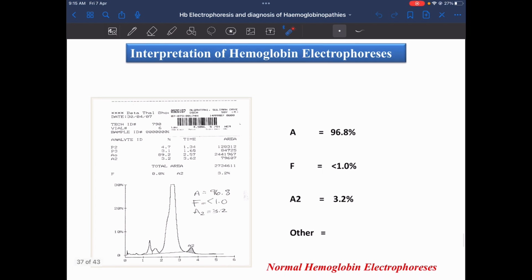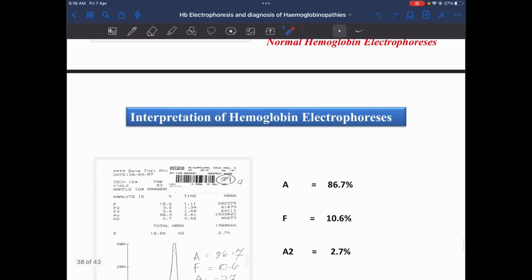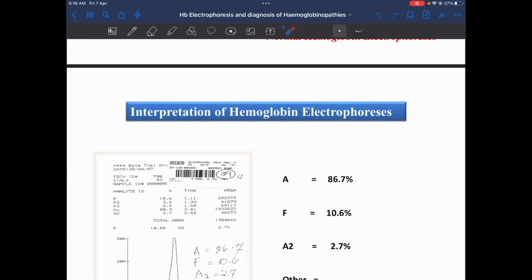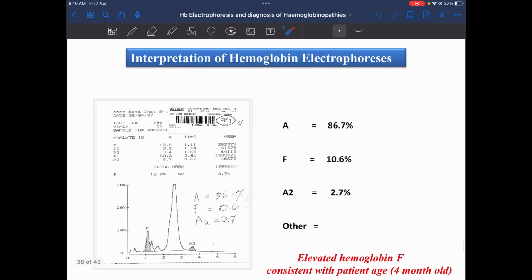Interpretation of this hemoglobin electrophoresis. Oh, the answers are written. Oops. So this is the one that we looked at earlier. Hemoglobin A, 97, F less than 1, A2, 3.2. This is perfect. It's normal. Let's cover it up. Hemoglobin A is 86.7%. Hemoglobin F is 10.6, A2, 2.7, which again, A2 is in the normal range. A is high, but F is higher than it's supposed to be. In this case, the patient is 4 months old, so it's normal. Whenever you see hemoglobin F, you always need to look at the age, because in certain age groups, an elevated hemoglobin F is normal.